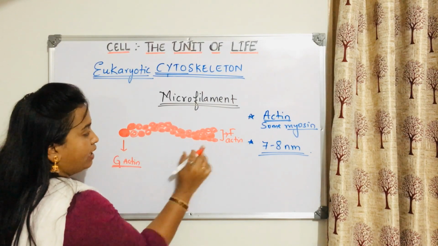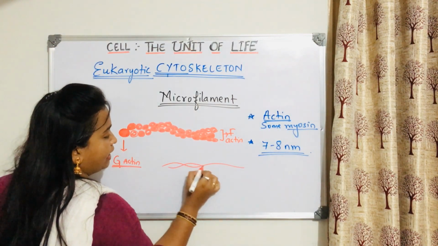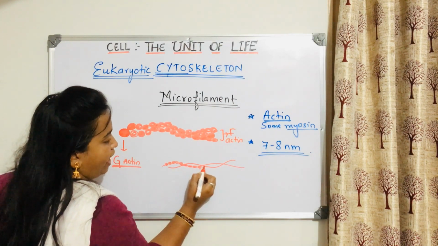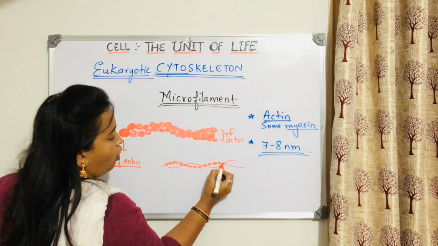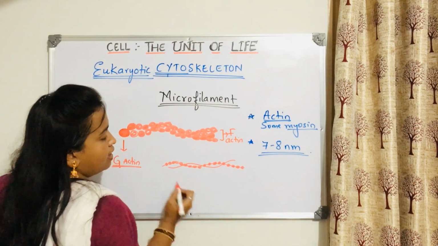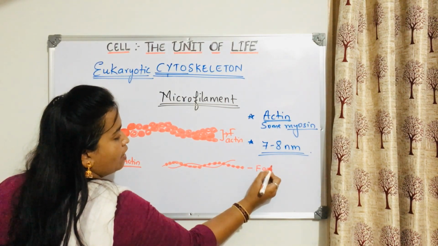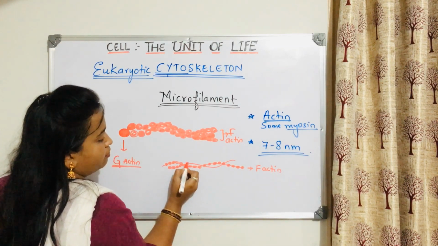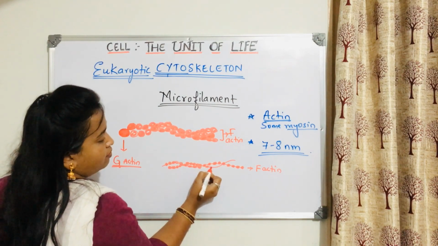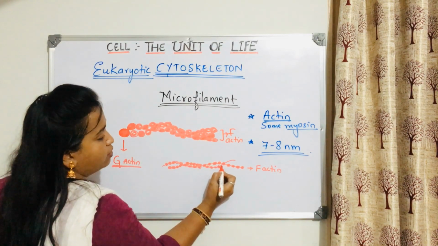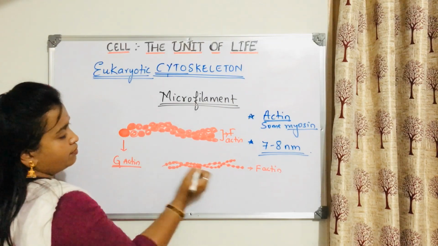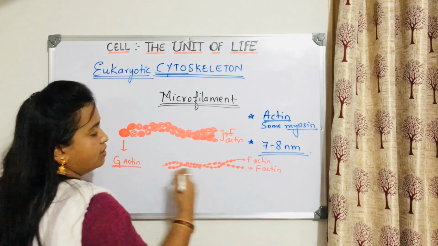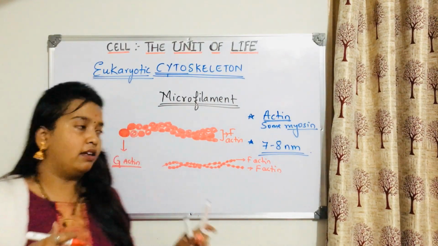Now one F-actin, it's like this, like DNA. So this is a beaded structure like this. This is one F-actin, one filament structure with all the G-actins like this. This is one F-actin. And what about this? This is another F-actin like this. I was not able to show it properly here, so I am showing it like this. This is one more F-actin. So two F-actins curl together like this.